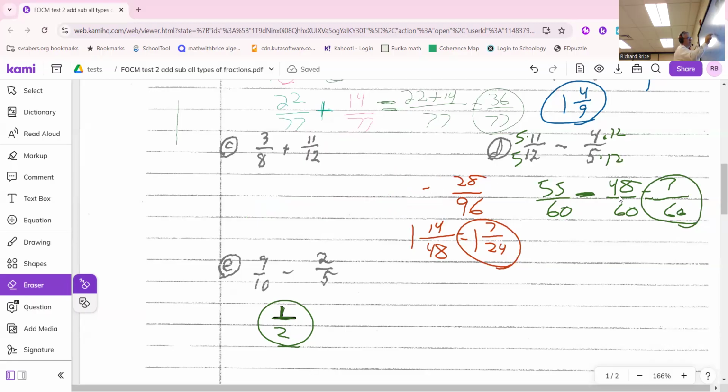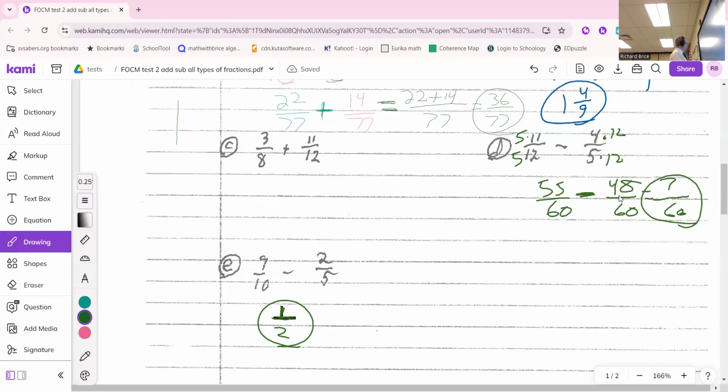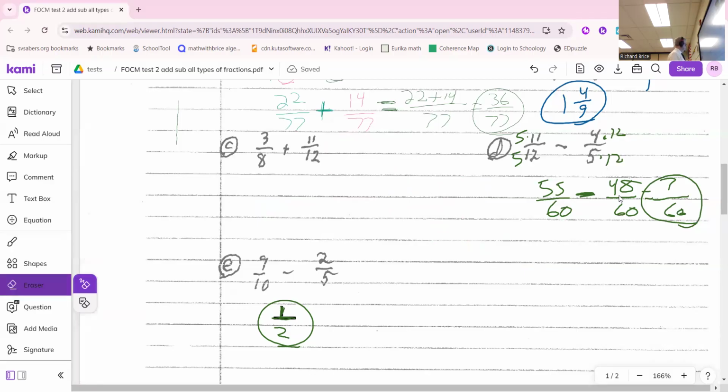I really wish that Cami had a better eraser. I think there was a better eraser, but it's not. Yes, there is a better eraser.